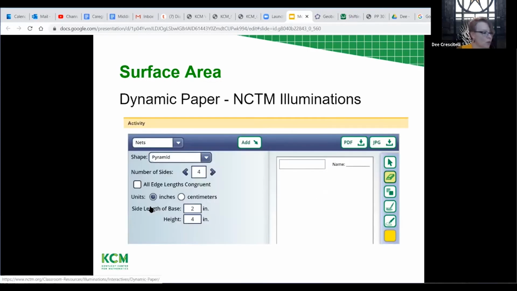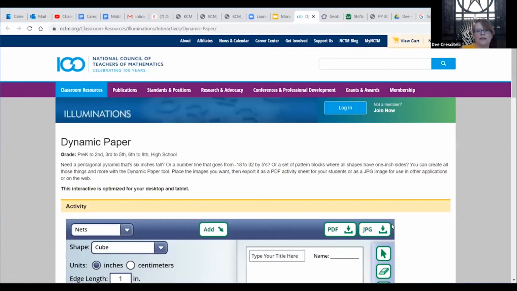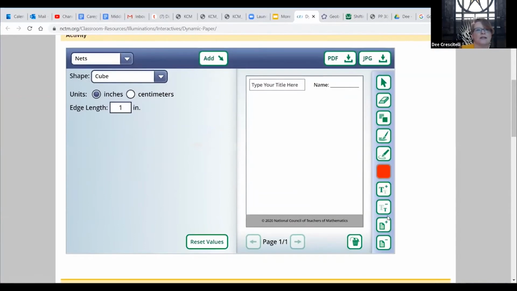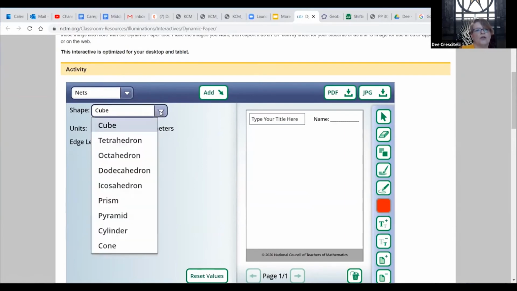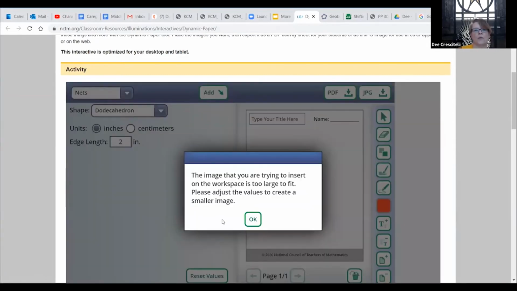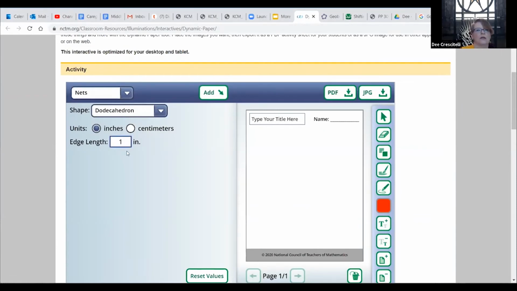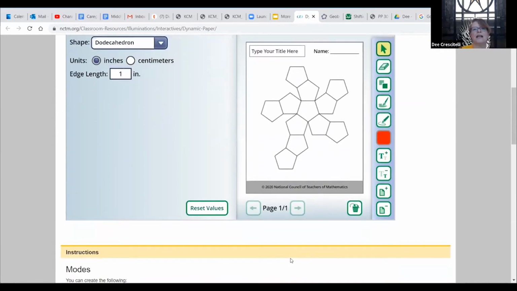Okay. So one of the things that I wanted to show you today is this amazing NCTM resource, dynamic paper. So in your packet, I gave you some really nifty nets and things that I made, but I wanted you to see you can make nets of all sorts of varieties. So I can make a cube one, I can make a dodecahedron. Let's make one just because that seems like a fun thing to do. Oh, it's too big. I'm gonna make it with one. So there's a dodecahedron, right? So you can make any number of different kinds of things.